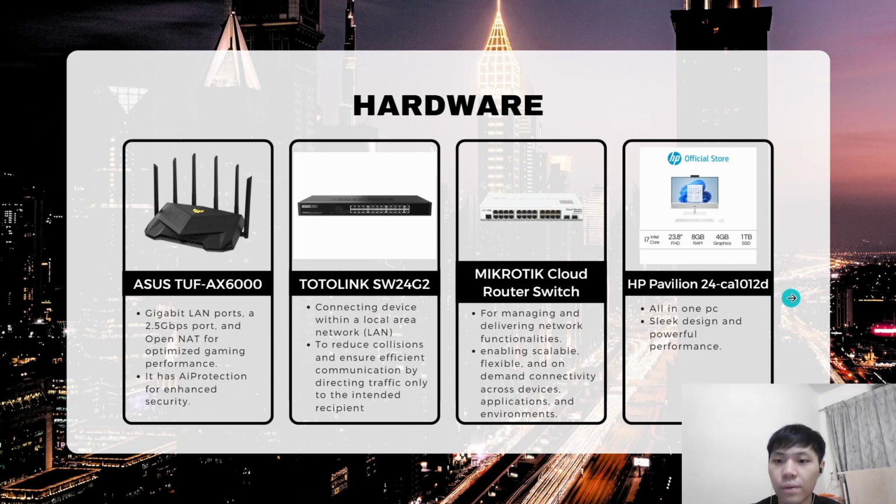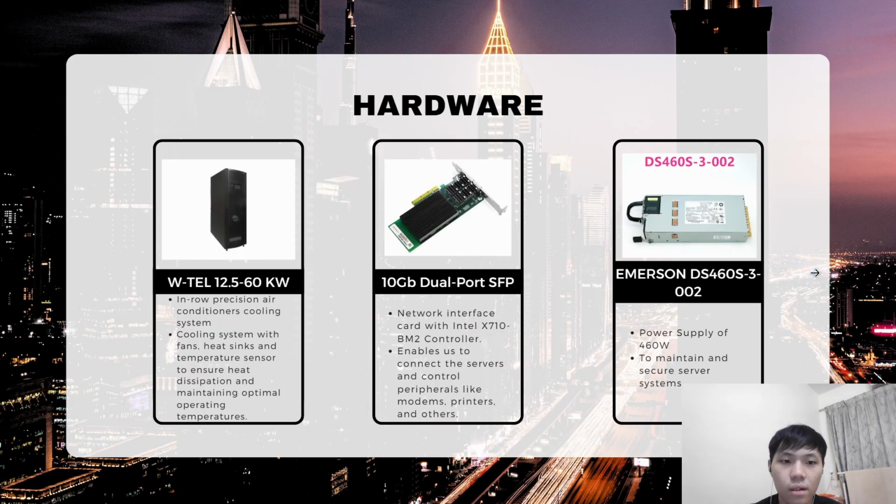Next, for the PC, we have the HP Pavilion 24-CA1012d. It is an all-in-one PC. It has a sleek design and powerful performance, which we use for the project. And next, we'll talk about the cooling system. We use the WTEL 12.5 to 60 kW in-row precision air conditioner cooling system. It is a cooling system with fans, heat sinks, and temperature sensors to ensure heat dissipation and maintain optimal operating temperatures.